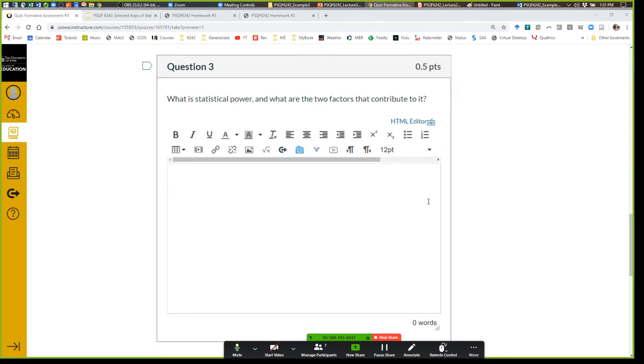If you have a correlation of 0.7, that's going to be easier to find, to declare significant, than a correlation of 0.3. It's a stronger effect. If you have a correlation of 0.3, that will be easier to find if you have a lot of people than if you have only a few people.